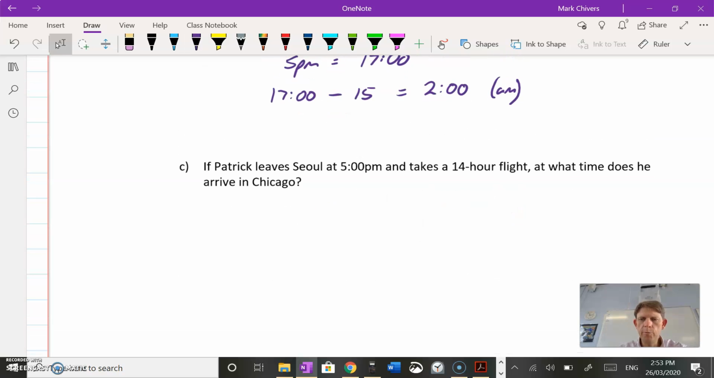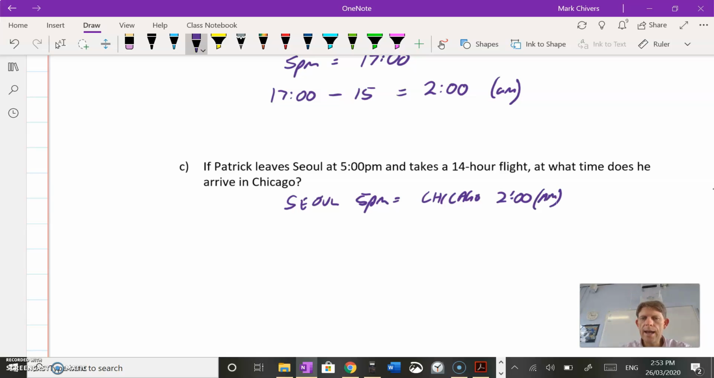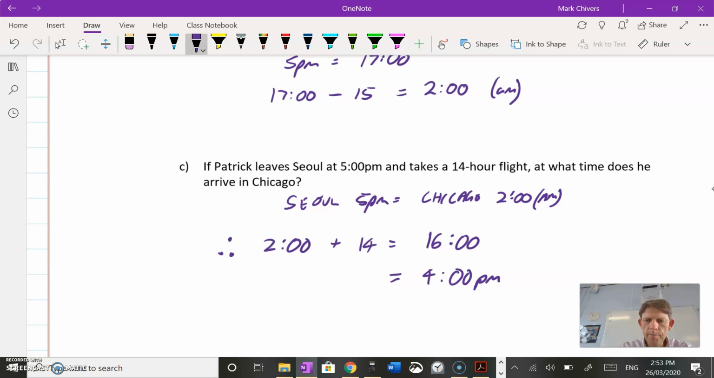So if Patrick leaves Seoul at 5 p.m. and takes a 14-hour flight, what time does he arrive in Chicago? Well, we already know that Seoul 5 p.m. equals Chicago 2 a.m. So we just need to add 14 hours. So therefore, 2 o'clock plus a 14-hour flight gives us 1600, which is the same as 4 p.m.